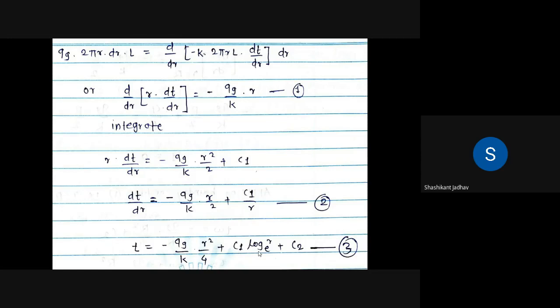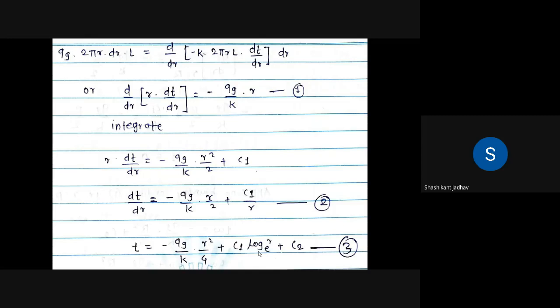Okay, so 2 pi rL is on the left hand side and the right hand side, so it will cancel. So what is the remaining term? That is d by dr of r into dt by dr is equal to minus qg by k into r. 2 pi dr into L cancelled on both sides, and the remaining term we have written as d by dr of r into dt by dr is equal to minus qg by k into r, and that is equation number 1.